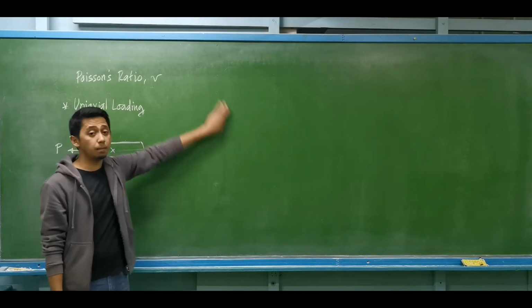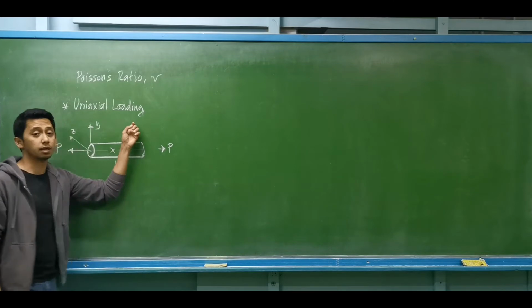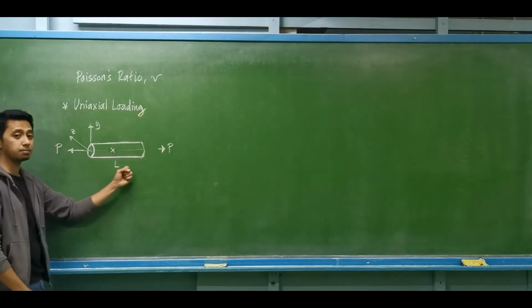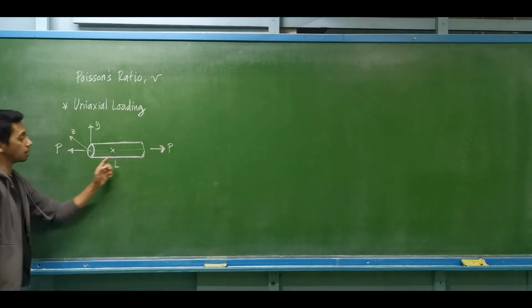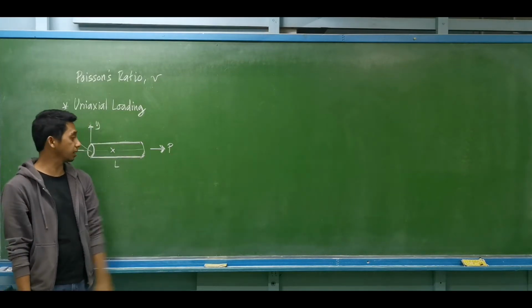Okay, so let us discuss Poisson's ratio. But before that, let us recall the concept of strain and let's have this situation: the uniaxial loading. For example, we have a circular rod carrying a tensile force P along the x-axis. So uniaxial, we are just applying a force in one direction.